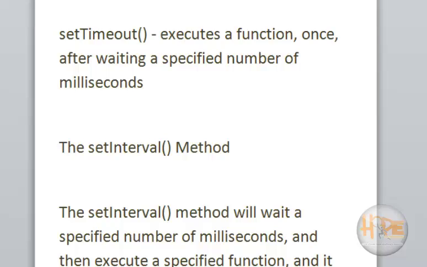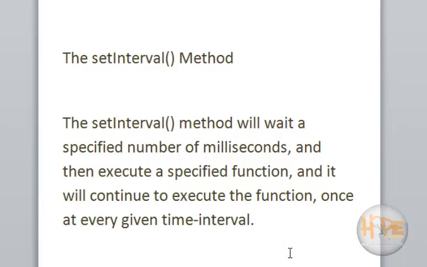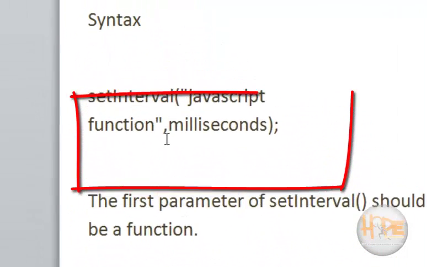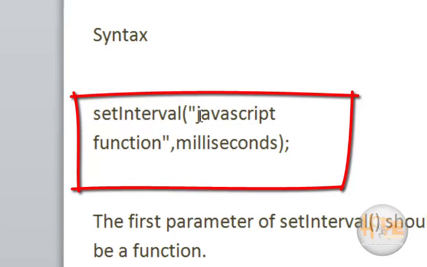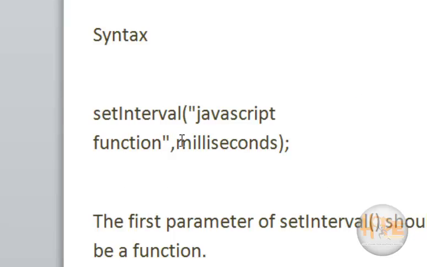Let's talk about the setInterval method. SetInterval method will wait a specified number of milliseconds and then execute a specified function, and it will continue to execute that function once at every given time interval. This is the syntax of setInterval method, which contains two parameter values. First one is JavaScript function and second one is time interval, which is in milliseconds unit. We know that 1000 milliseconds is 1 second.